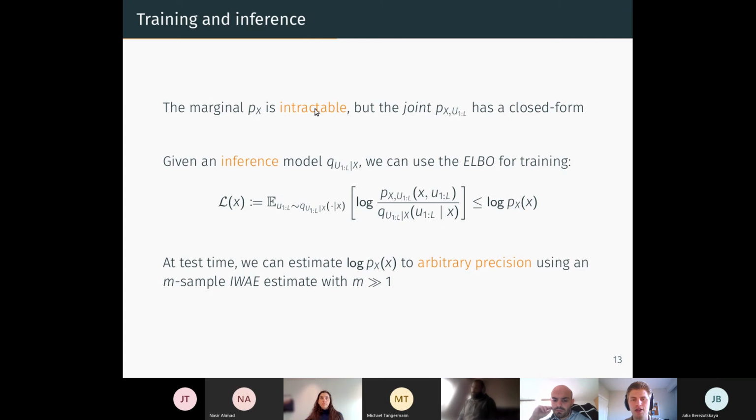And another point is, although this marginal is intractable, at test time we can still estimate the marginal to arbitrary precision using basically self-normalized importance sampling, because that estimator is consistent with Q as the proposal. Now, in practice, we use 100 or 1,000 samples for some of the really high dimensional data, and it's fine.